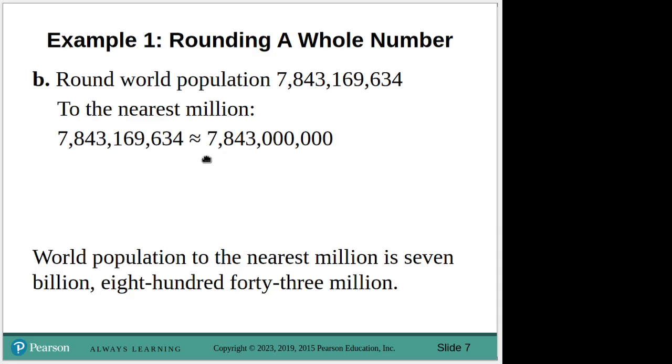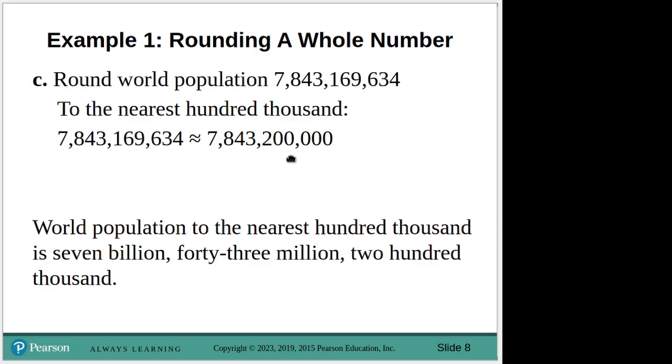And so the world population rounded to the nearest million is 7,843,000,000. And we can do the same to the nearest 1,000. 100,000.